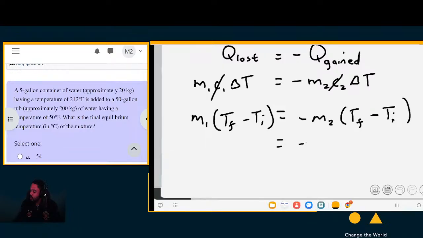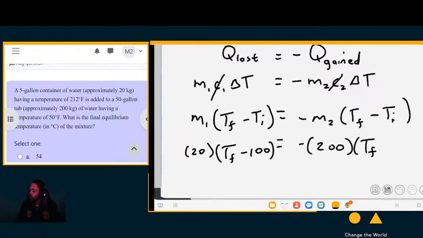So now we just plug in all the values. The initial mass of the hot water is 5 gallons, so 20 kilograms. We've been told it's approximately 20 kilograms. The final temperature is TF, that is what we want, minus 100, because that's the initial temperature of the boiling water. Then the second gallon has about 200 kilograms, 50 gallons. The final temperature is what we want because they both will have the same final temperature, minus that initial temperature, which is 10.